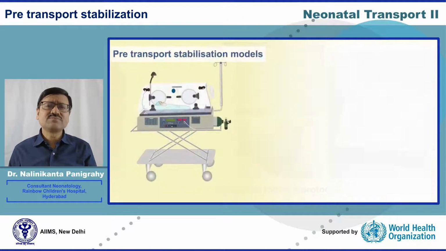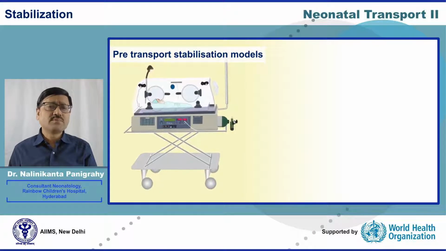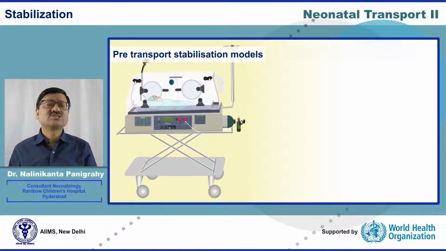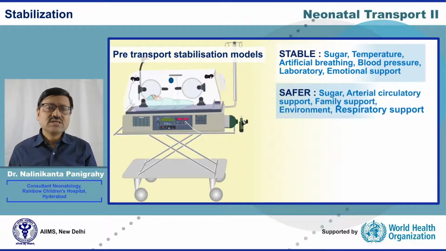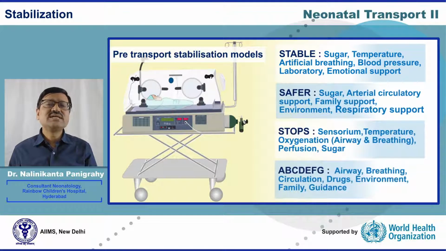So pre-transport stabilization, a few protocols, very popular protocols are available like STABLE, SAFER, STOPS, A, B, C, D, E, F, G. STOPS is sensorium, temperature, oxygenation, airway and breathing both included here in oxygenation, and perfusion and sugar, the STOPS. A, B, C, D, E, F, G, very simple. A for airway, B for breathing, C for circulation, D for drugs, E for environment, surrounding, F for family, and G for guidance, the emotional guidance to the family.